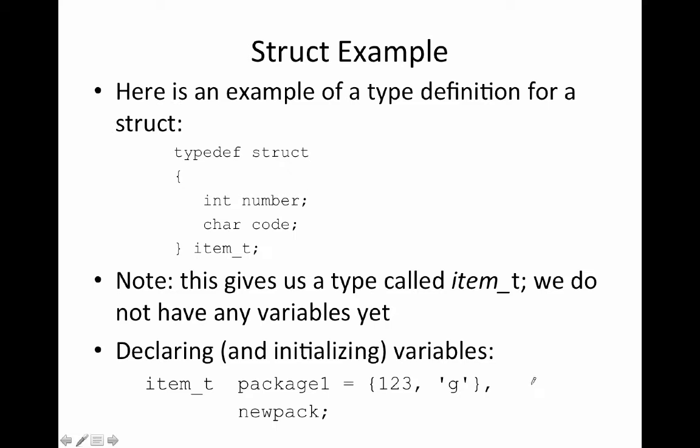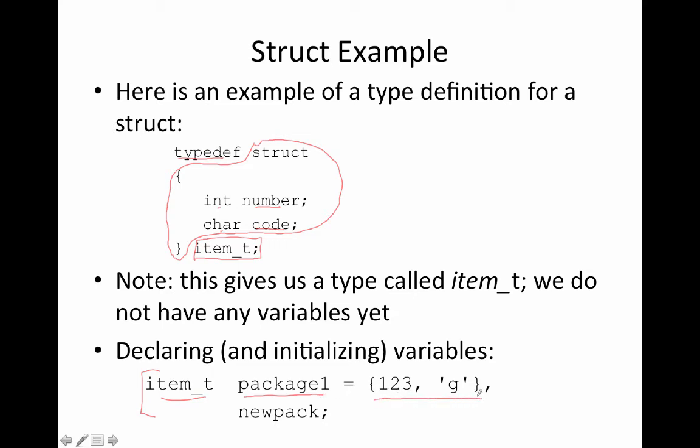So let's take a look at an example of a type definition for a struct. So we have a typedef, this is our struct declaration. So we have struct, and then in curly braces we have two members, number, which is an integer, and code, which is a character. And we're going to call this item_t. So item_t is the name of our type. We do not have any variables yet, but now we have a type called item_t, and we can use that to declare variables. So within the main function, for example, I could use item_t to declare a variable called package1. So now package1 is going to be a structure that's going to store two values.